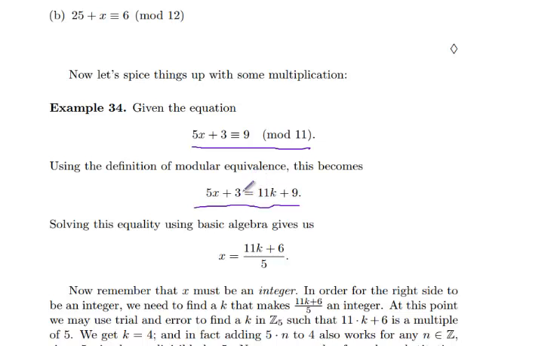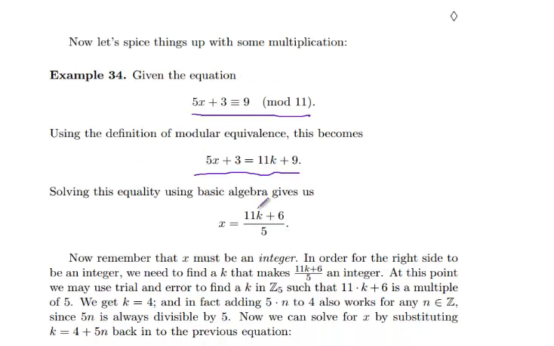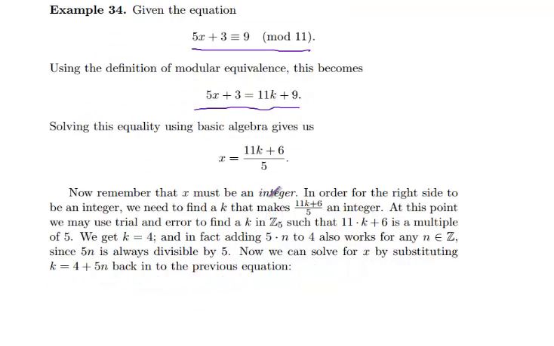Since this is an ordinary equal sign, we can use basic algebra on it. We've changed from modular arithmetic to ordinary arithmetic, so we use the rules that we know and love from high school. So we solve for x. Now the point is that x must be an integer. To make x an integer, we must guarantee that the right-hand side is an integer. You can find that by trial and error. You find some k in Z5, some k between 0 and 4 that makes this an integer.